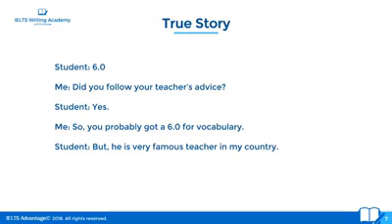So the student said, "But he is a very famous teacher in my country." I hear this every day. If your IELTS teacher is famous, it doesn't mean that they're a good IELTS teacher. It probably means they're good at marketing, or they're good looking. I've even seen in a few countries IELTS teachers getting on TV, and believe me, looking at the stuff that they're producing, it's not great.